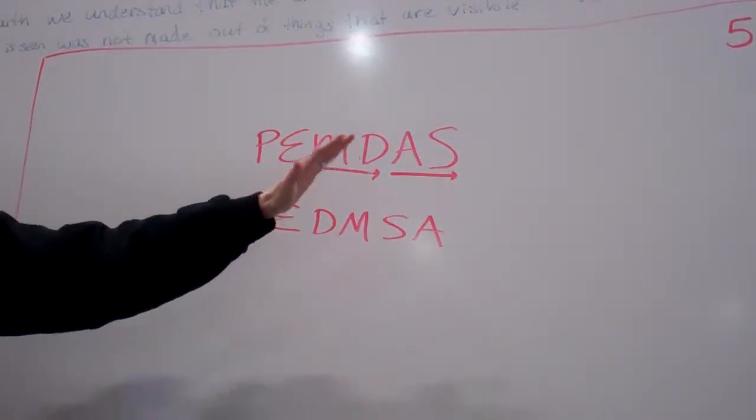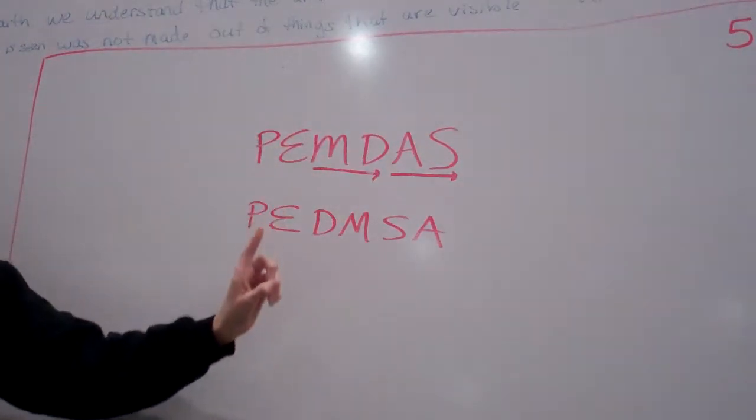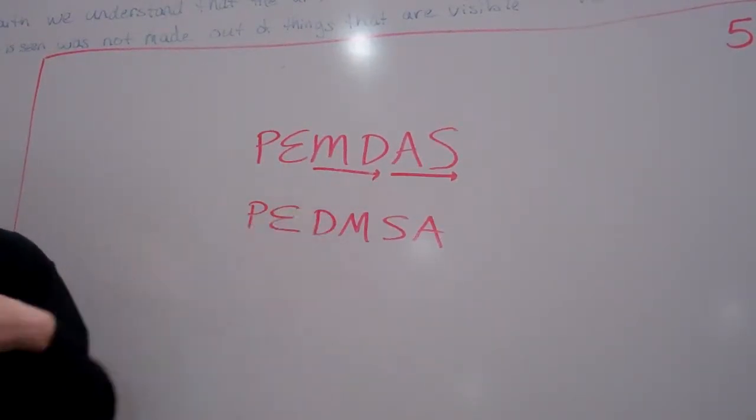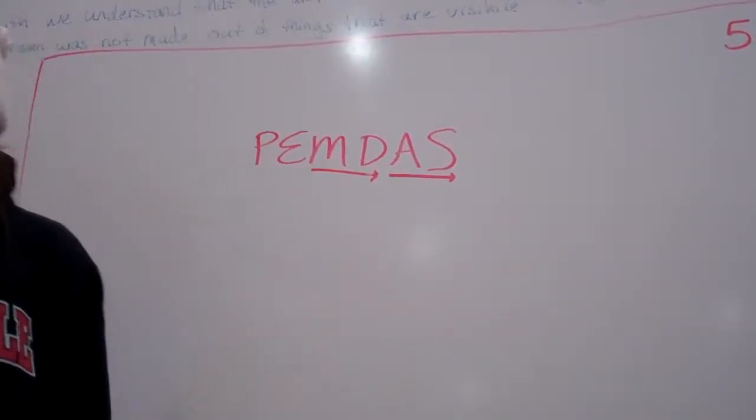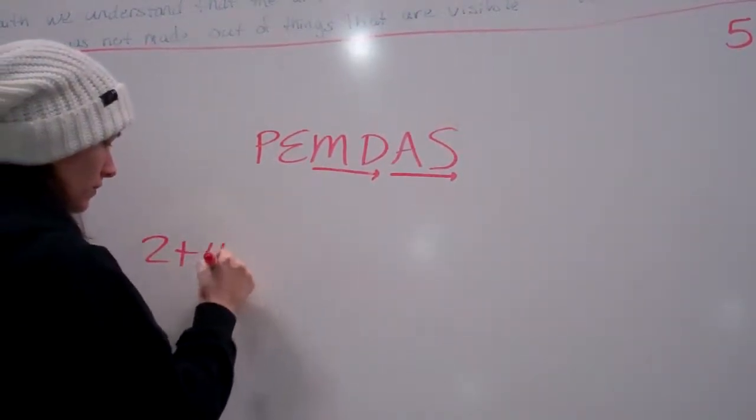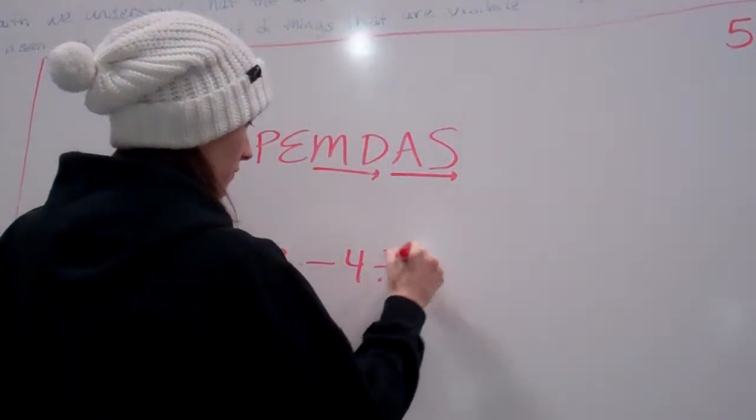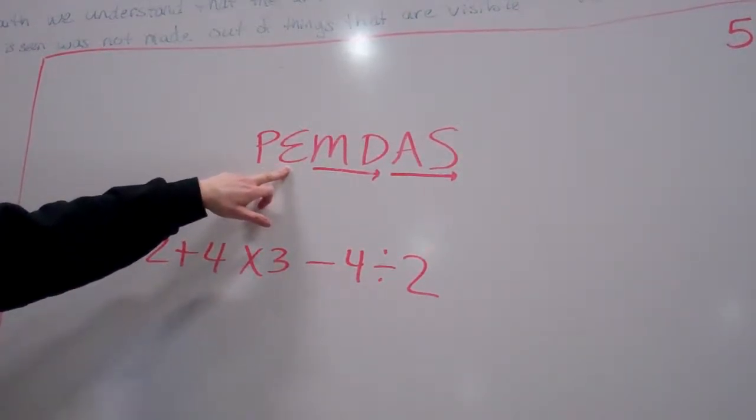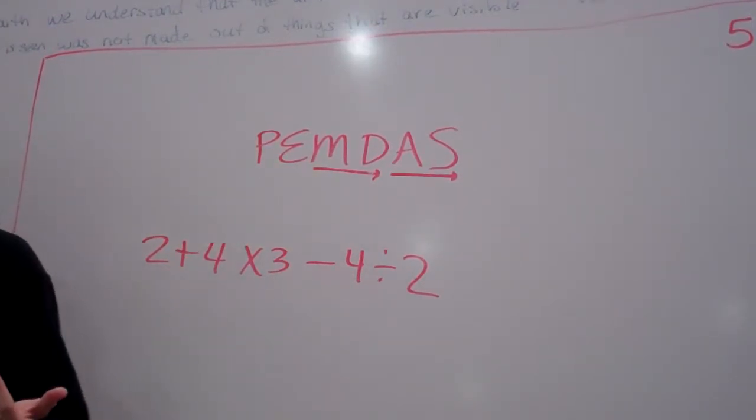Okay, does everybody understand? And then you're going to add or subtract whichever one comes first from left to right. Does everybody understand what I mean by that? We'll actually do some so you'll understand, hopefully. So I'm going to leave that there. What was P and E? Parentheses, exponents. Okay, so this is like a problem that you'll see, okay?